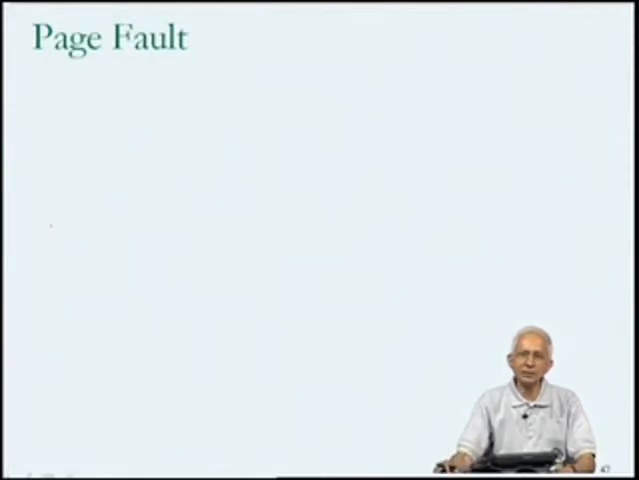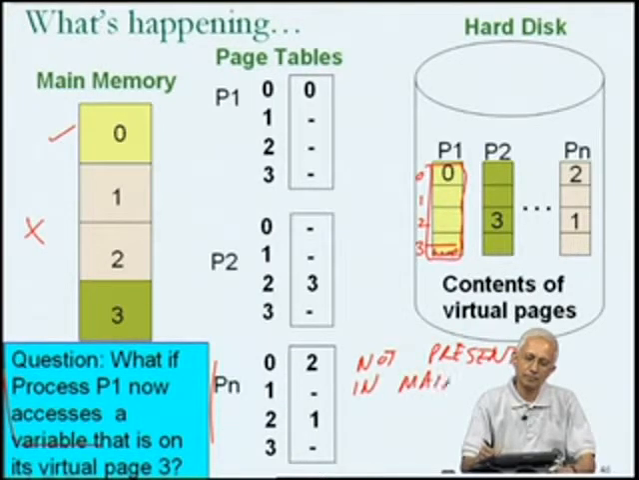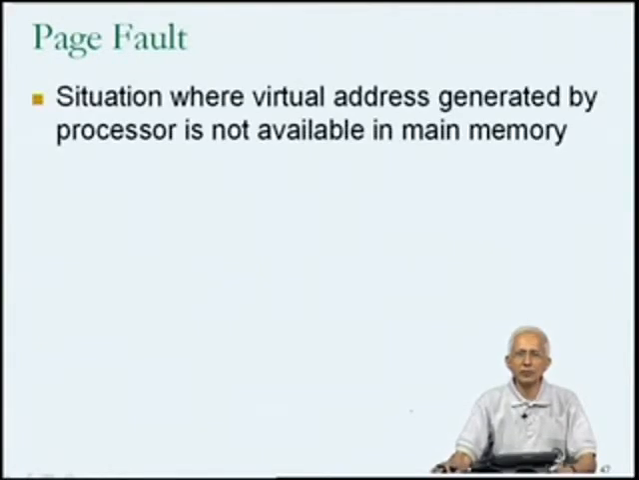Now this situation that has just been described, one where a process tries to access a variable and it is identified that that particular page is not present in main memory, this situation is what is referred to as a page fault. Right? So this is a technical term. This is the situation where a virtual address generated by the processor is translated, or an attempt is made to translate it, and it is found that this particular virtual entity is not currently present in the main memory. So the question is, what can be done?